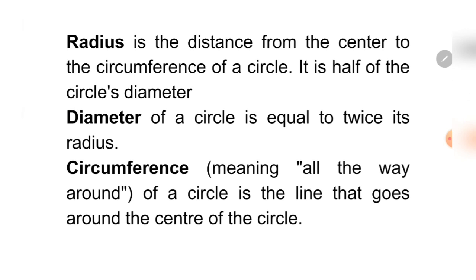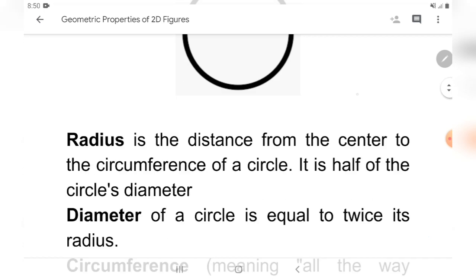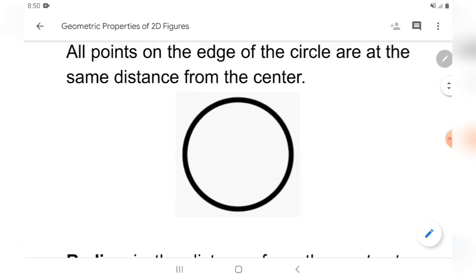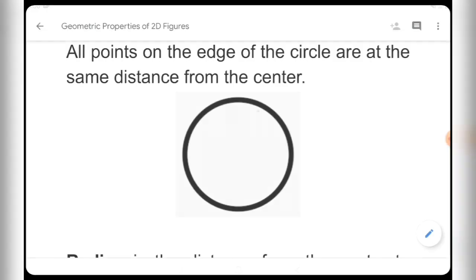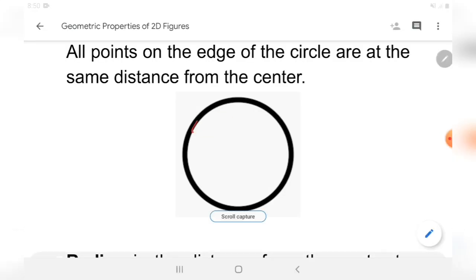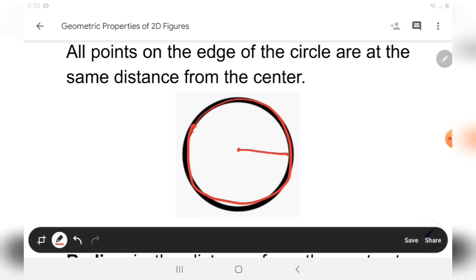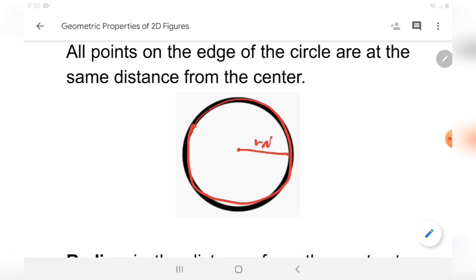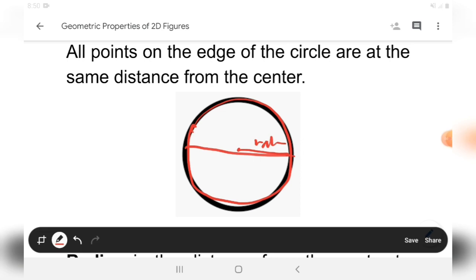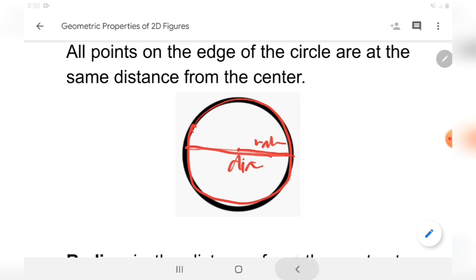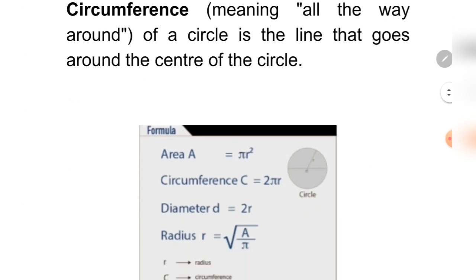Next, what do you mean by circumference? Circumference means all the way around a circle. It is the line that goes around the center of the circle. This is the circumference. If we have half of the diameter, that is the radius. If we have twice the radius, that's what you call the diameter.